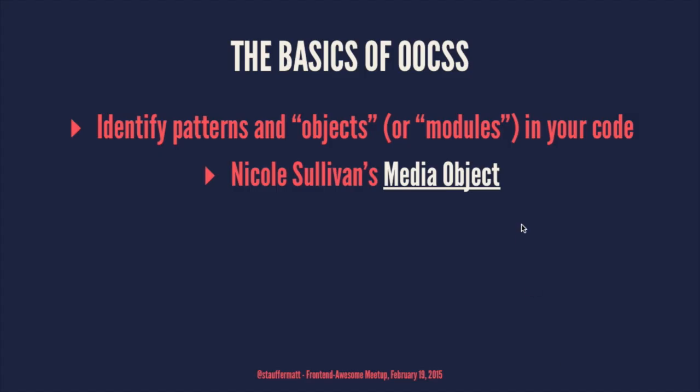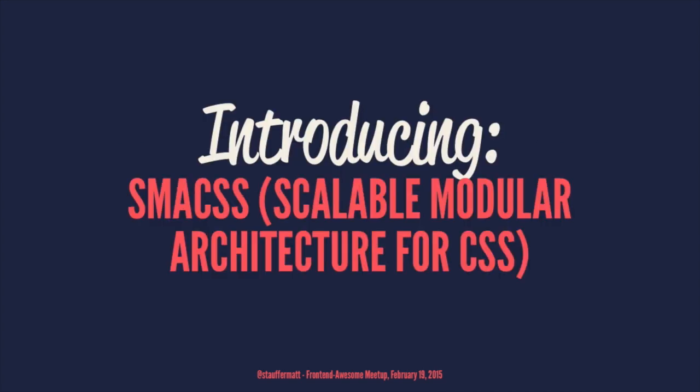So that's the basics of OOCSS, and that's where she was coming from, identifying those repeating patterns and extracting them out so that rather than redefining that same relationship, left rail, right rail, whatever, 25 different times, you identify it once and then you apply it in all those different contexts.